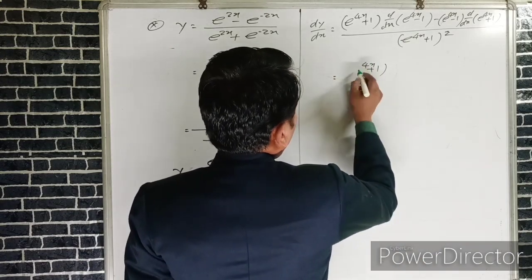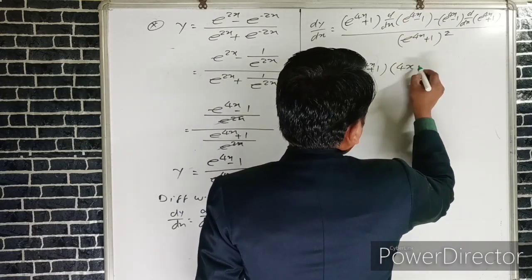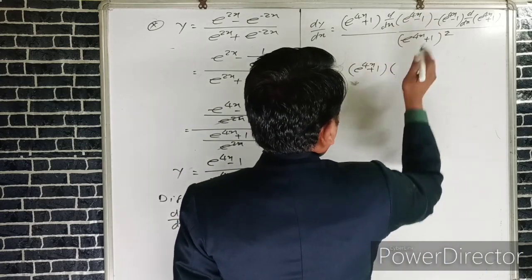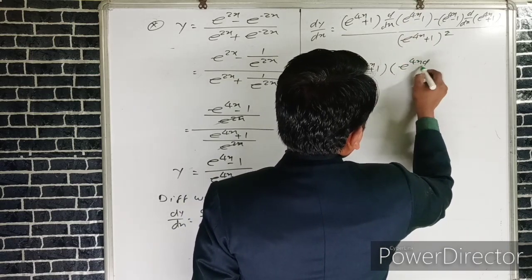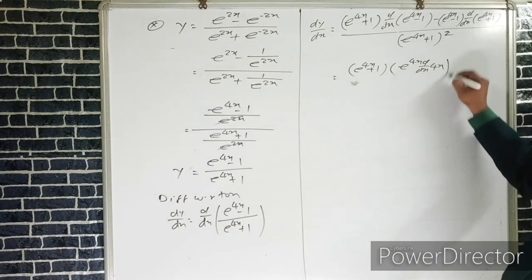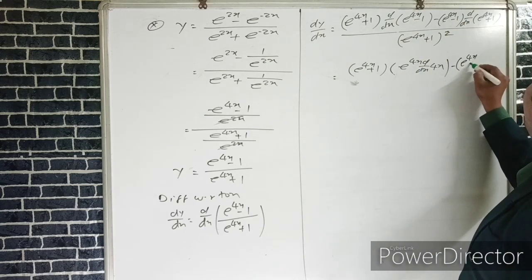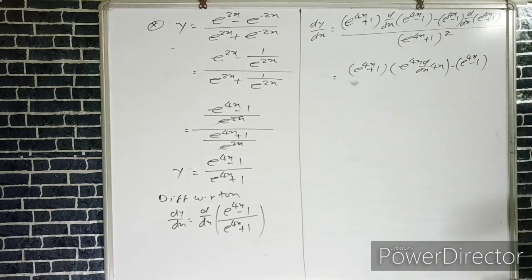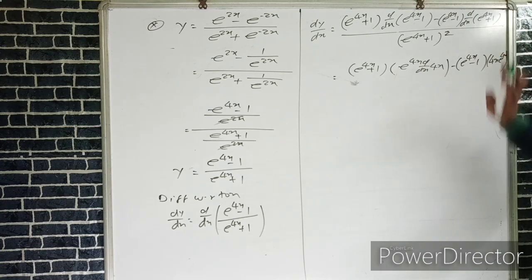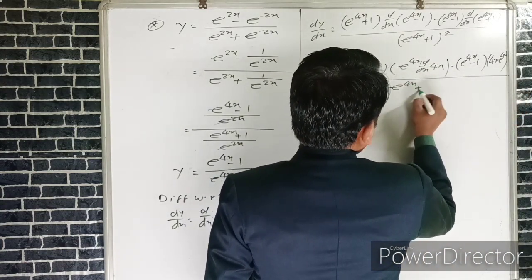We can write the derivative of e to the power 4x is e to the power 4x into again derivative of 4x, minus e to the power 4x minus 1 into derivative of e to the power 4x is e to the power 4x into derivative of 4x, and the derivative of plus 1 is 0, upon denominator e to the power 4x plus 1 whole bracket square.